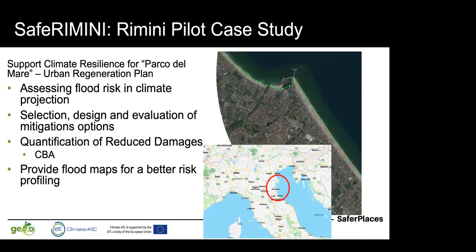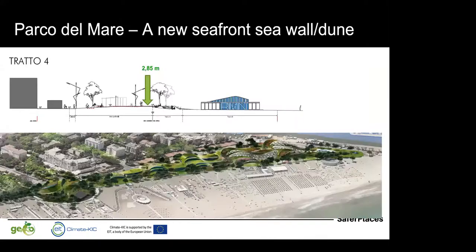Rimini is a small town located on the east coast of Italy. It's a well-known beach destination here in Italy. And the local administration is developing a new sea promenade. This new sea promenade will interest all the south part of the coastline.